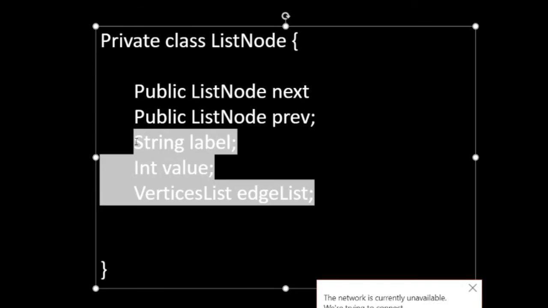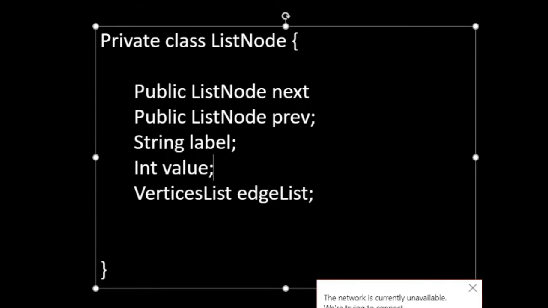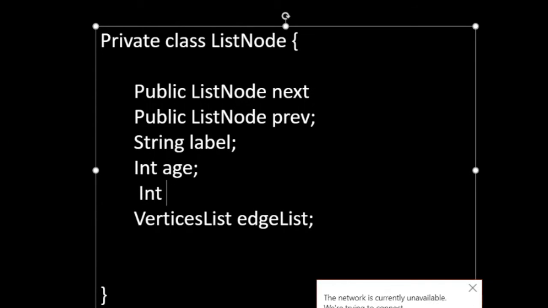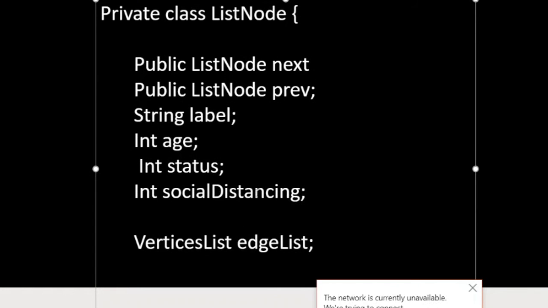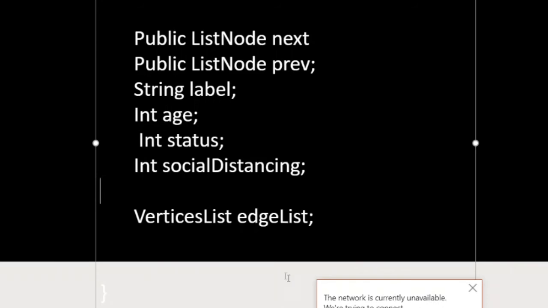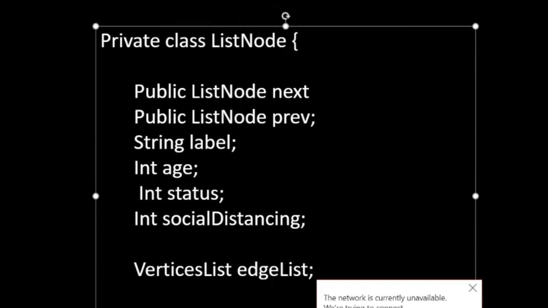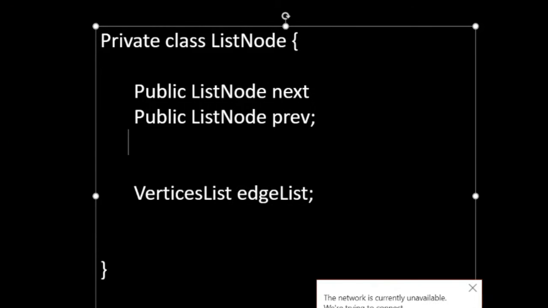Maybe right now it's not messy, but imagine you're doing an assignment. You have the age of the person, and then the status, is he infected or something, and then maybe even social distancing. Is he or she practicing social distancing? And then it will go on and on and on, and it will be so tedious. It will be very hard to solve your code if you stumble upon any errors. So to solve this problem, you can create a class, like vertex v.